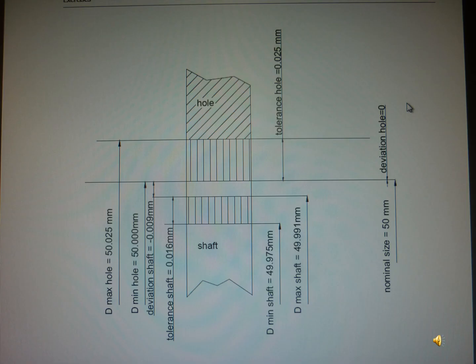This diagram also shows the hole and the shaft, their dimensions and the tolerance, and all the dimensions you can see.